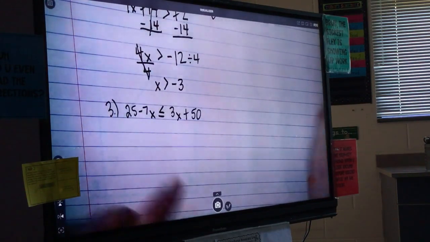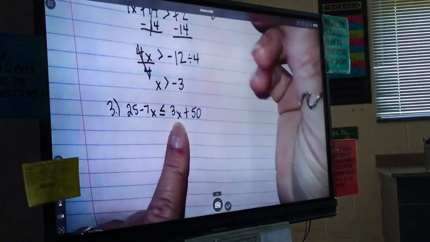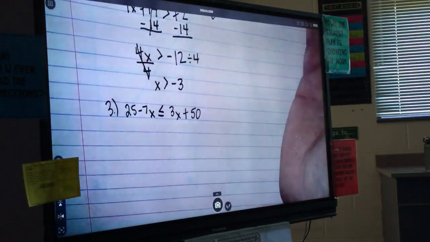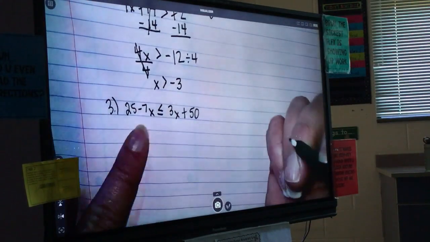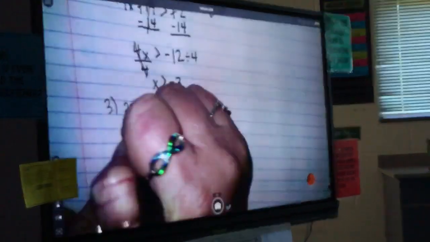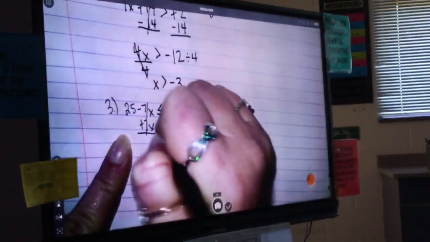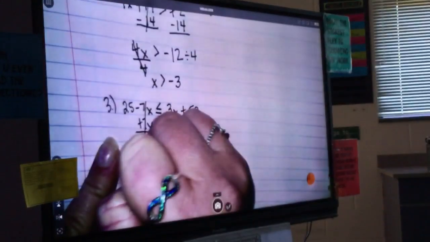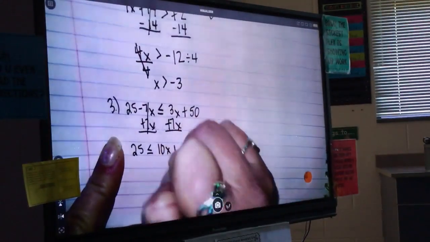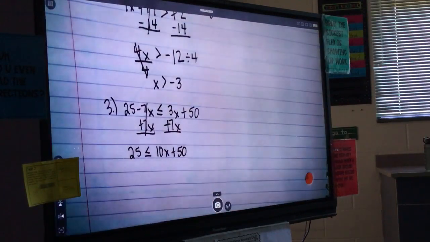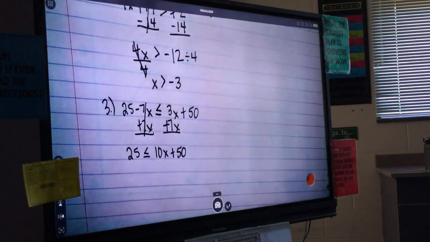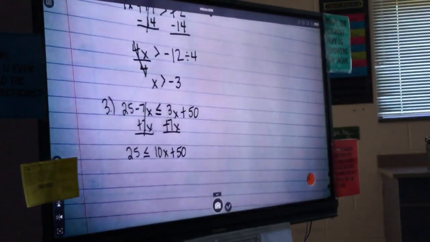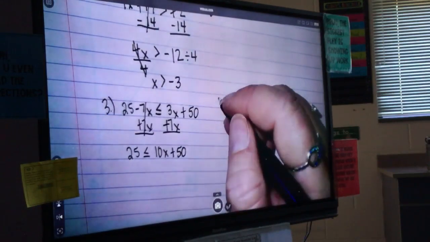Okay. So we have negative 7x and we have 3x. Which one do you want to move? Okay. And to get rid of that negative 7, what are we going to do? Perfect. Okay, so that cancels. That slides over. So now I have 25 is less than or equal to 10x plus 50. All right. Variables are done, right?